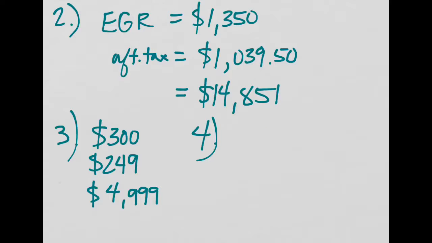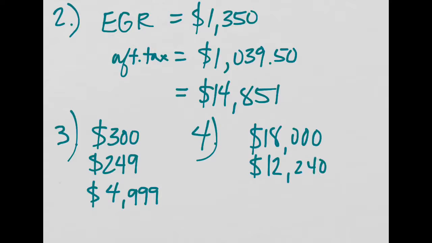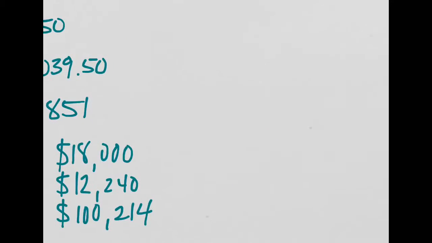Okay, number 4 here. Expected gross return was $18,000. Your after-tax is $12,240. Again, a quick little check. Is that smaller than the first number? Yes, it is. Good. And your expected real return is $100,214.